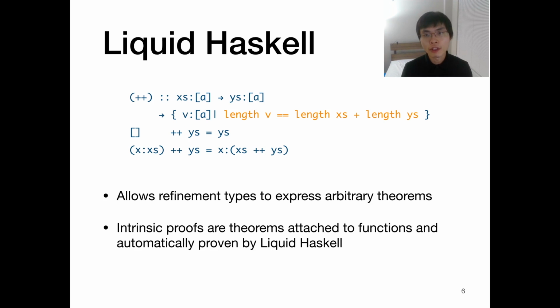Liquid Haskell supports intrinsic proofs, where properties are directly encoded in the type of the function that we're interested in. In this example, we have the list concatenation function, and the postcondition specifies that the length of the returned list is equal to the sum of the lengths of its 2 inputs. In many cases, Liquid Haskell can automatically prove the attached property, and the user can just define their functions as they normally would.